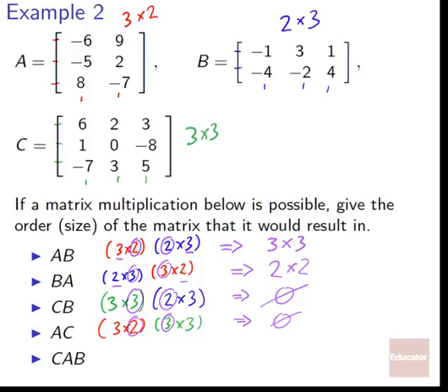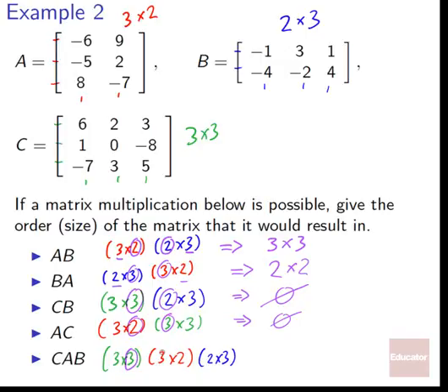And finally, CAB. Well, can we multiply multiple matrices together? Sure, we do one matrix multiplication, that comes out as another matrix, and then we just multiply the resultant thing. So let's see if we can work through this. CAB is a 3x3 multiplied by a 3x2 multiplied by a 2x3. Let's work from the left to the right. So we'll look at what CA became, and then we'll multiply by B.